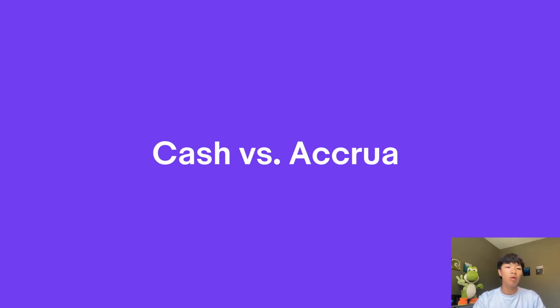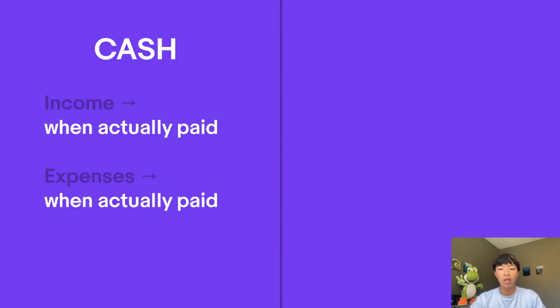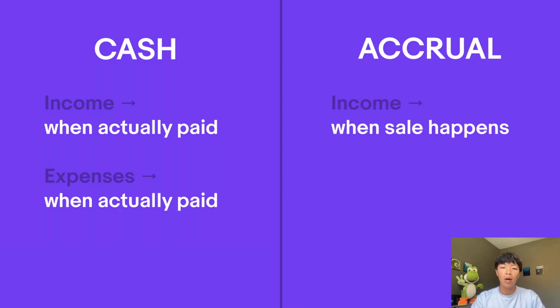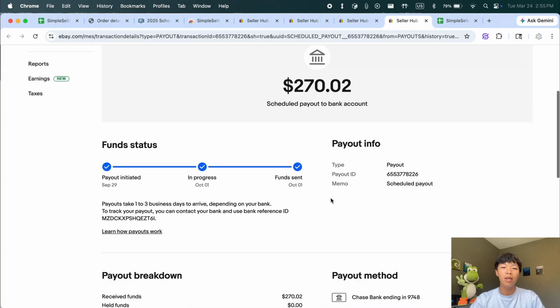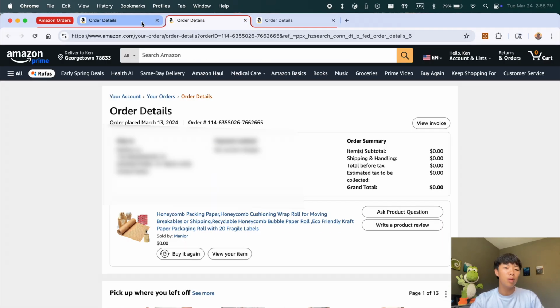Another thing you may have heard of is the words cash versus accrual. And honestly, most of you don't really need to overthink this. Most small to mid, even full-time resellers use the cash method. That basically means you record income when you get paid and regular expenses when you pay them. Accrual means that you record income when the sale happens and expenses when they happen, even if the money hasn't moved yet. And in my personal opinion, it's more for larger and more complex businesses. And if that's you, talk to a CPA.